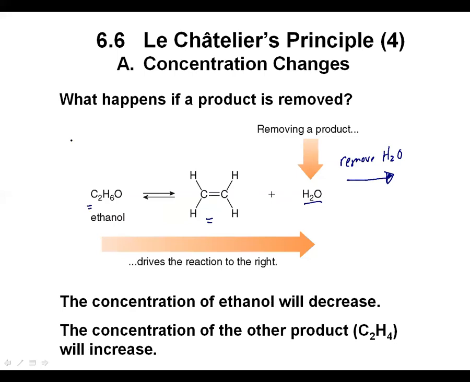Now, if I added more ethanol, ethanol is on the left-hand side. So when we add it, it will go away, so it should also shift the equilibrium to the right. If I added more of this guy right here, this guy is on the right-hand side of the arrow. So when we add it, we would expect it to go away from it and shift to the left.